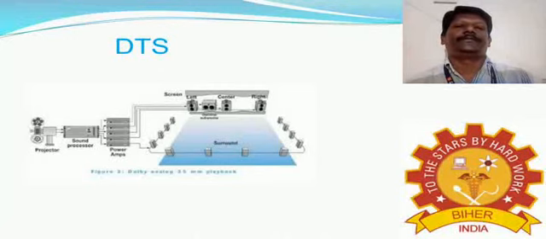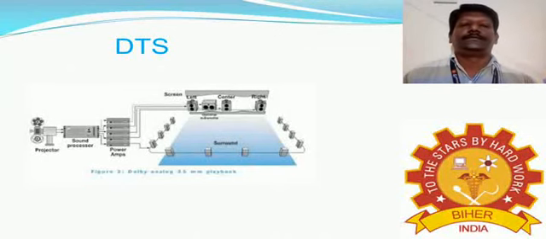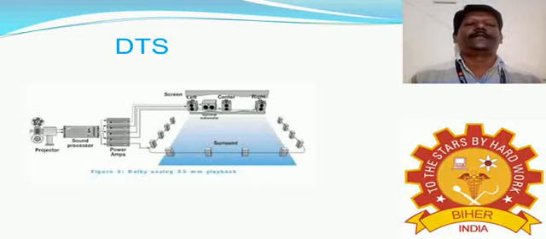Then DTS. DTS is also 5.1 format. But a recording and reproduction format is different when compared with Dolby Digital. DTS means digital theater system. In this format, video informations can record on 35 mm film. Audio informations can record on disc separately. So DTS time code is used to sync both video and audio.